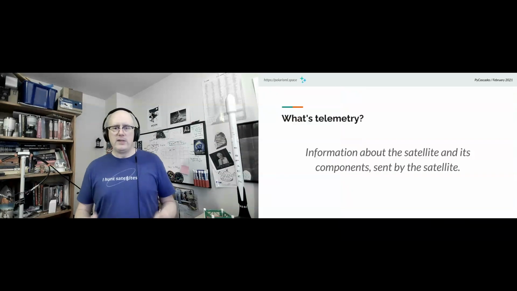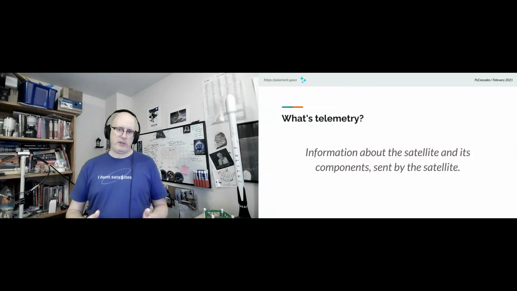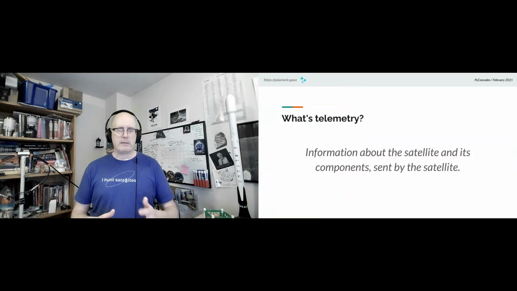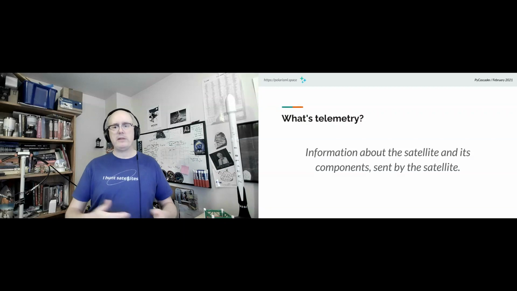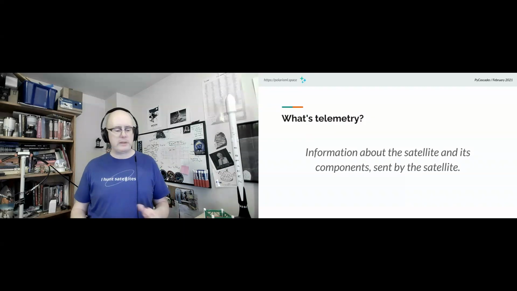Now, at this point, I've got to start talking about telemetry in order to understand Polaris. Telemetry is the information sent back by a satellite about the satellite and its components. And this is the sort of information that you need as an operator in order to understand the state of your spacecraft, whether it's happy or sad, doing its job, in trouble.